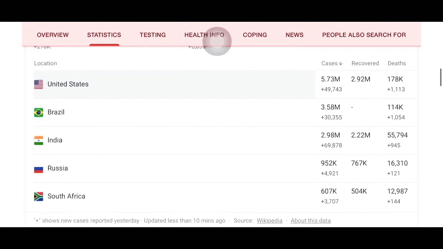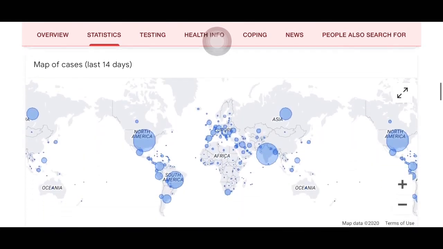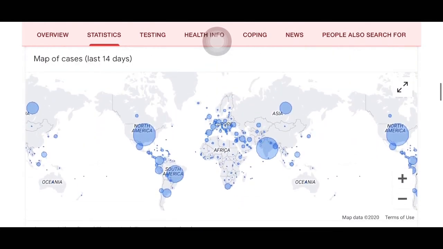You know, what does it say? The cases? Yeah, it says the cases and stuff, too. Here's just a map, I guess, highlighting where it's, like, the hottest spots. Wow, India. India's pretty crazy.